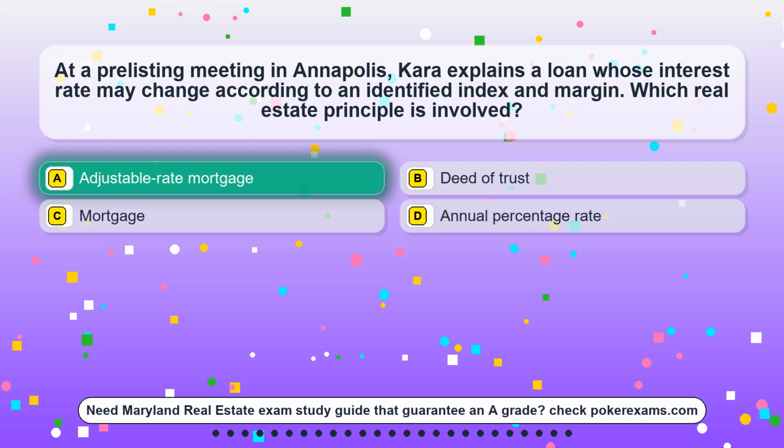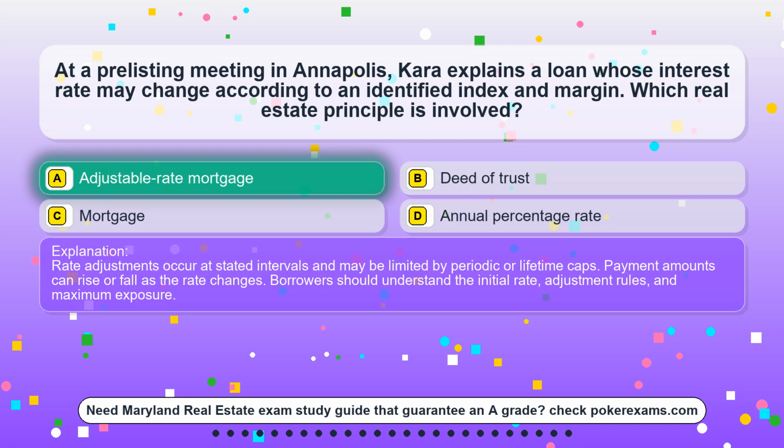The correct answer is option A, adjustable-rate mortgage. Rate adjustments occur at stated intervals and may be limited by periodic or lifetime caps. Payment amounts can rise or fall as the rate changes. Borrowers should understand the initial rate, adjustment rules, and maximum exposure.